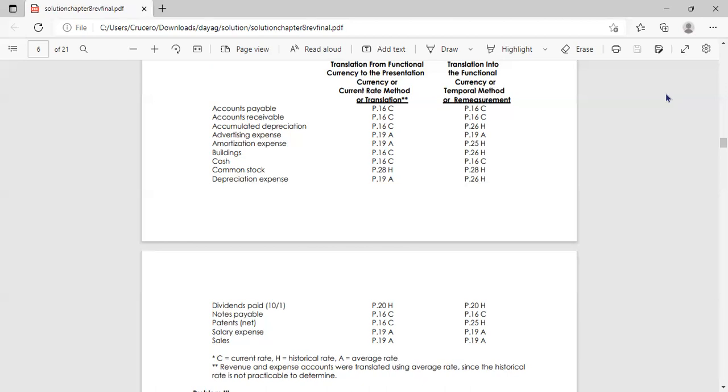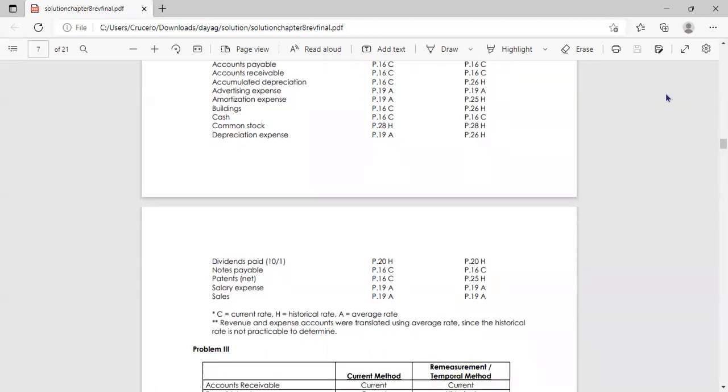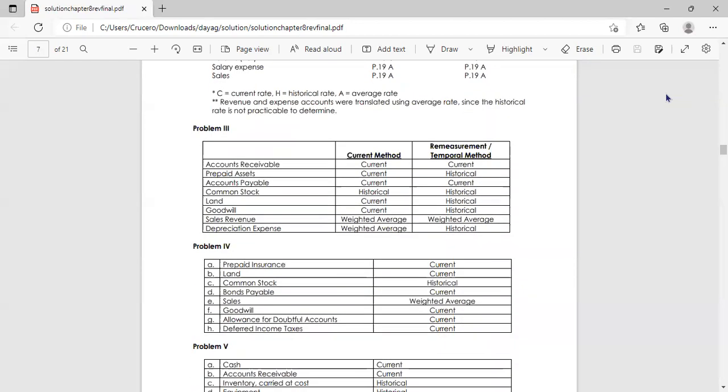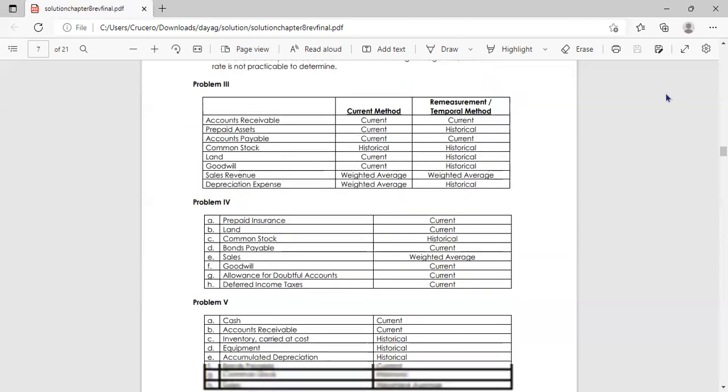And last is sales. That falls under both methods. We have to consider the rates in the average. So for sales, 0.19 and 0.19 in the second column. So these are the answers for problem number 2. At least you are guided by the rules on pages 706 down to 708. Then we go to problem 3.